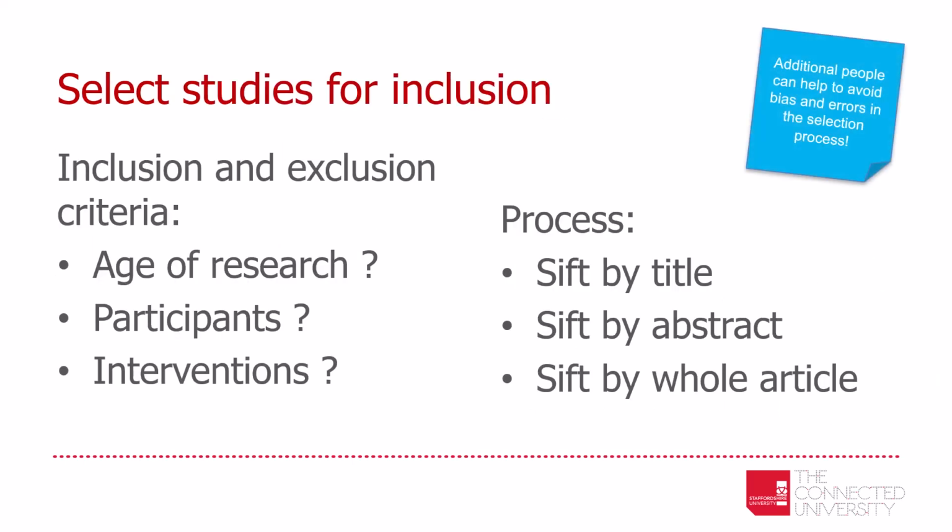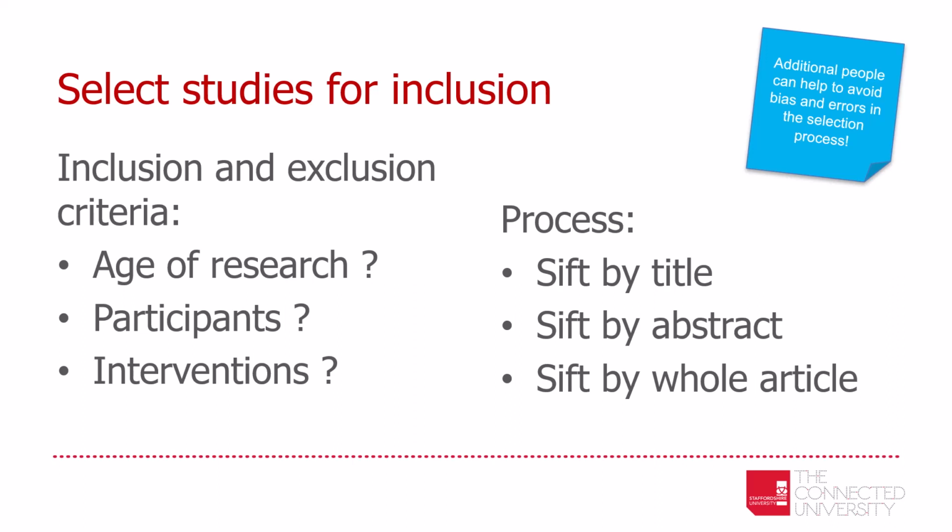Decide your inclusion and exclusion criteria when you are doing your scoping search, and this can include things like the age of the research, how many participants there are, what the interventions are that are taking place. Then sift them by this process, sift by the title. Some of them will be obvious that they're very on topic and you need to include them. Others will be very obvious that they can be excluded. There'll be some that you can't tell without reading the abstract.